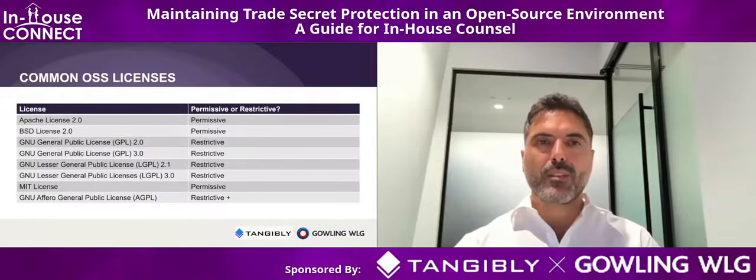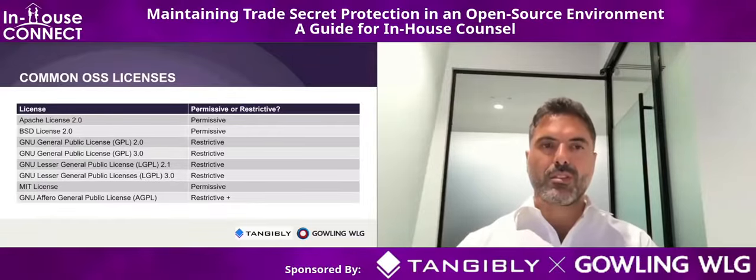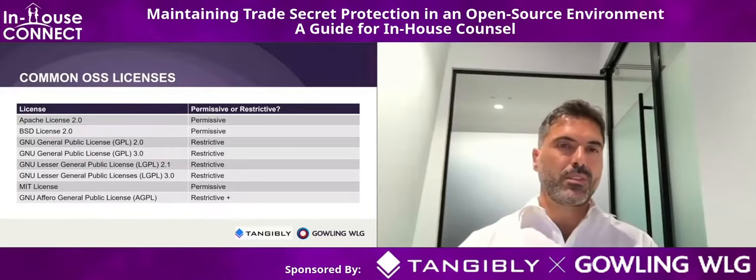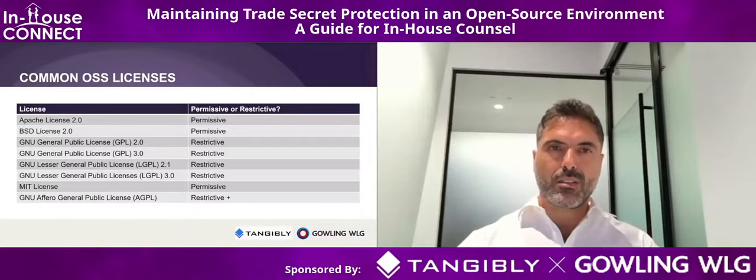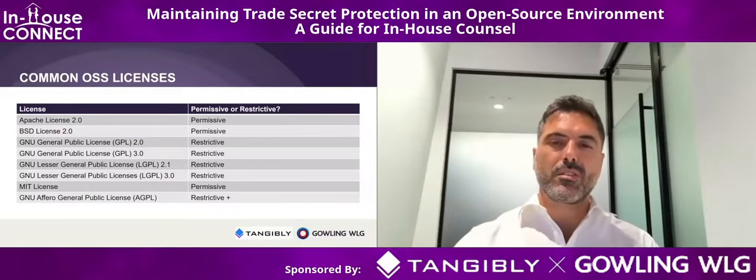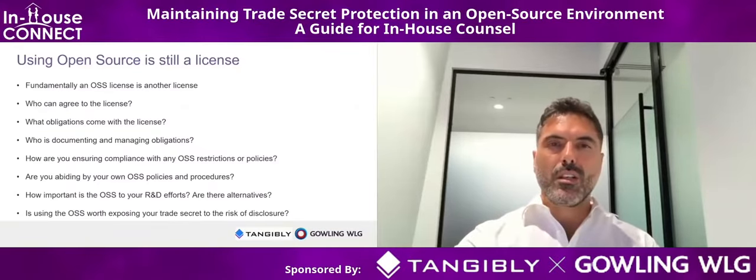So these are some of the common open source software licenses, which again, I'm sure most of you are familiar with, and the categorization as to whether they're permissive or restrictive. This is not an exhaustive list by any means. Many other OSS licenses do exist out there, but we just wanted to give you a general overview of the most common ones. That's the next slide, Chris.